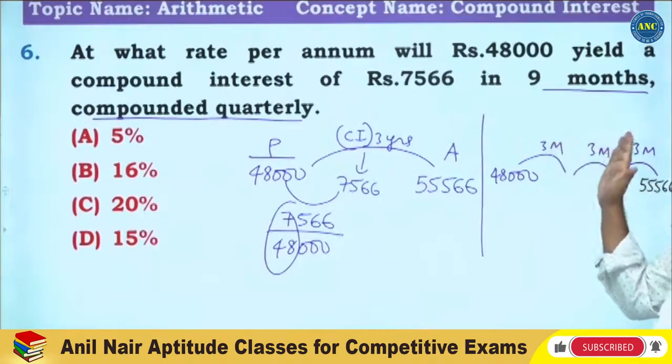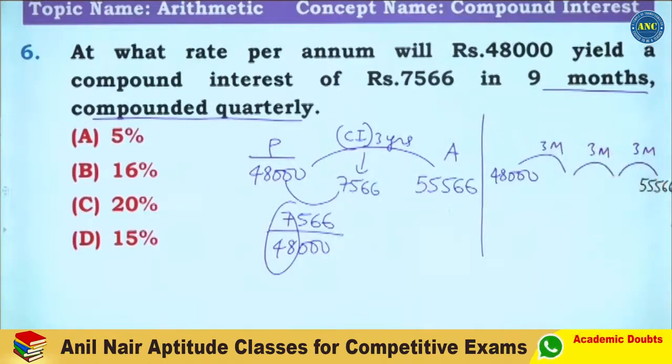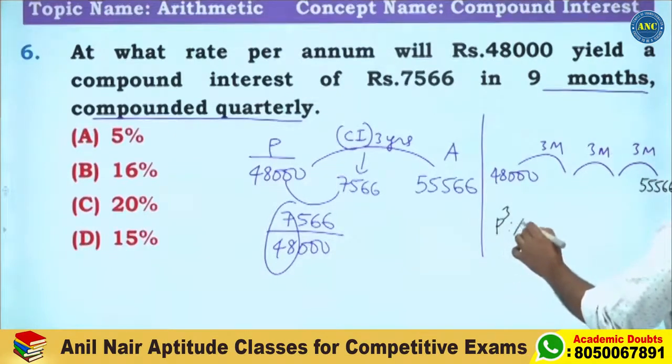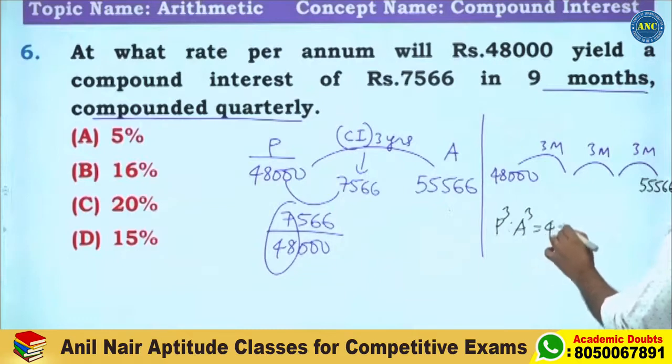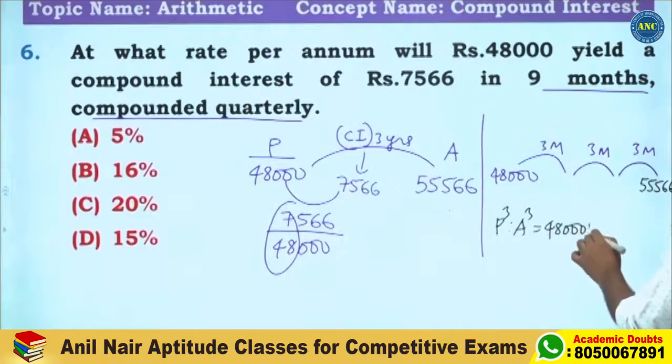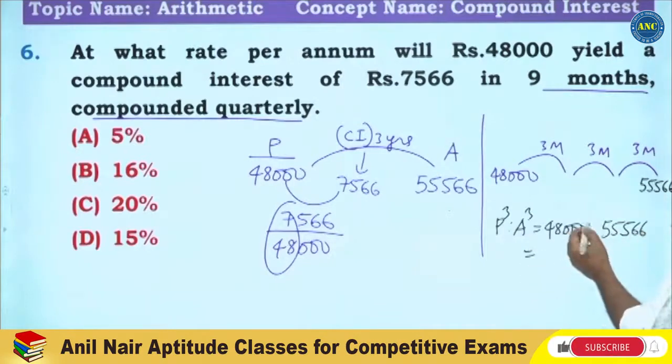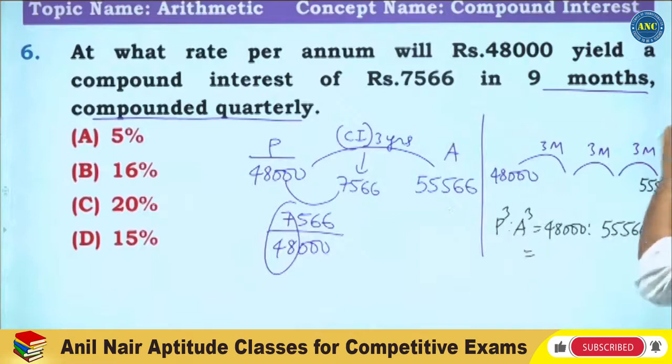Time periods are going in AP. Multiplication factors will go in GP. One method you will use is P cube is to A cube, that is 48,000 is to 55,566. Are you all with me? Now it should be in the form of a cube, so I will make it 1521.